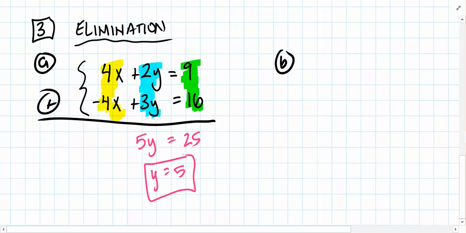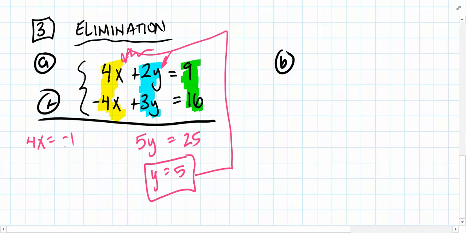But then, of course, we substitute back in for the y, and get the x. Right? So we get 4x is equal to negative 1. So then x would be negative 1/4. And you can check the algebra later. That's the easy one. The more challenging one would be this one.